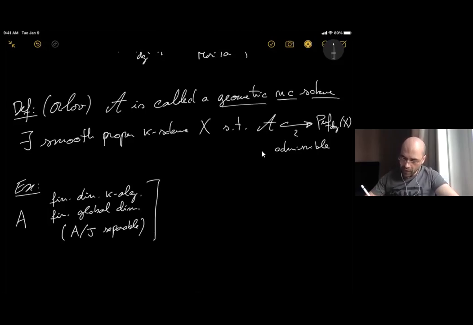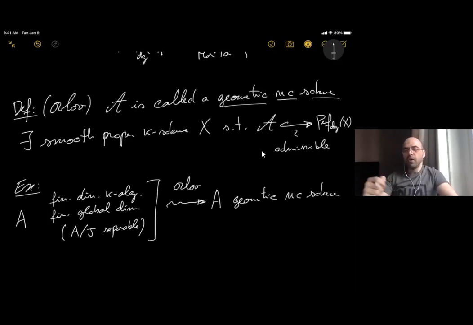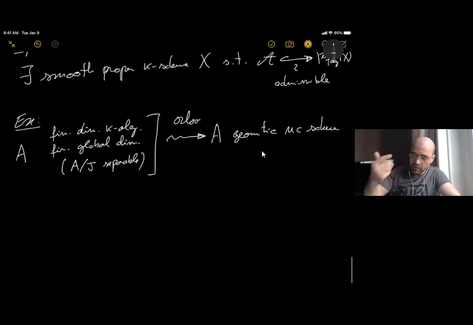So if you have one of those, then Orlov proved that this algebra is a geometric non-commutative scheme. So you will always be able to see it inside the category of perfect complexes on a certain scheme. It can be a huge scheme, can be complicated, but you can see it inside. So let me give a remark that emphasizes this.